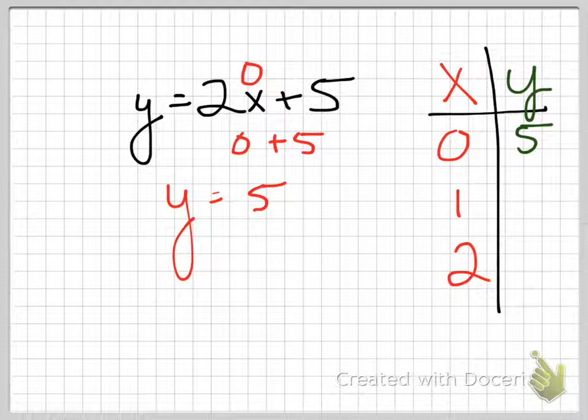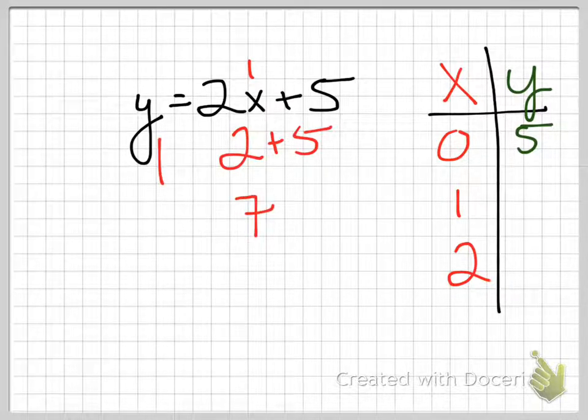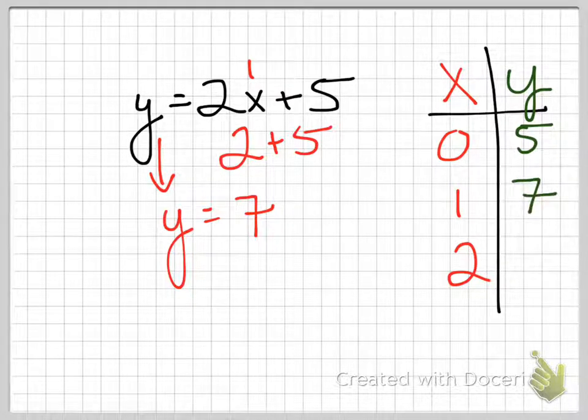So let's just go ahead, do it again. This time I'm going to input a 1, and we'll just change that and erase this. How about that? So I'm going to change this to a 1, and then that's going to give me 2 times 1 is 2 plus 5. That's going to give me 7, so I have my y equal to a 7. So I'll change my color. I'll put a 7. When x is 1, y is 7.